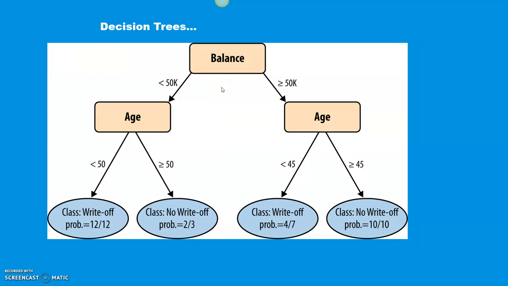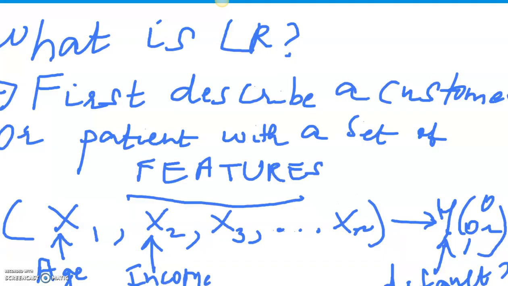All the decision tree is, is a set of rules. And if you go from the root of the tree all the way to the leaf node, it predicts a classification for this particular type of customer. So for customers with balance less than 50 and age less than 50, the leaf node predicted write-offs. That's how decision trees worked.